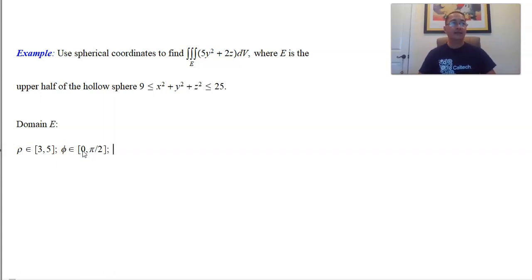And then finally, what about theta? Well, you have an entire half cantaloupe up here, so theta can go full circle. So theta will go from 0 to 2 pi.